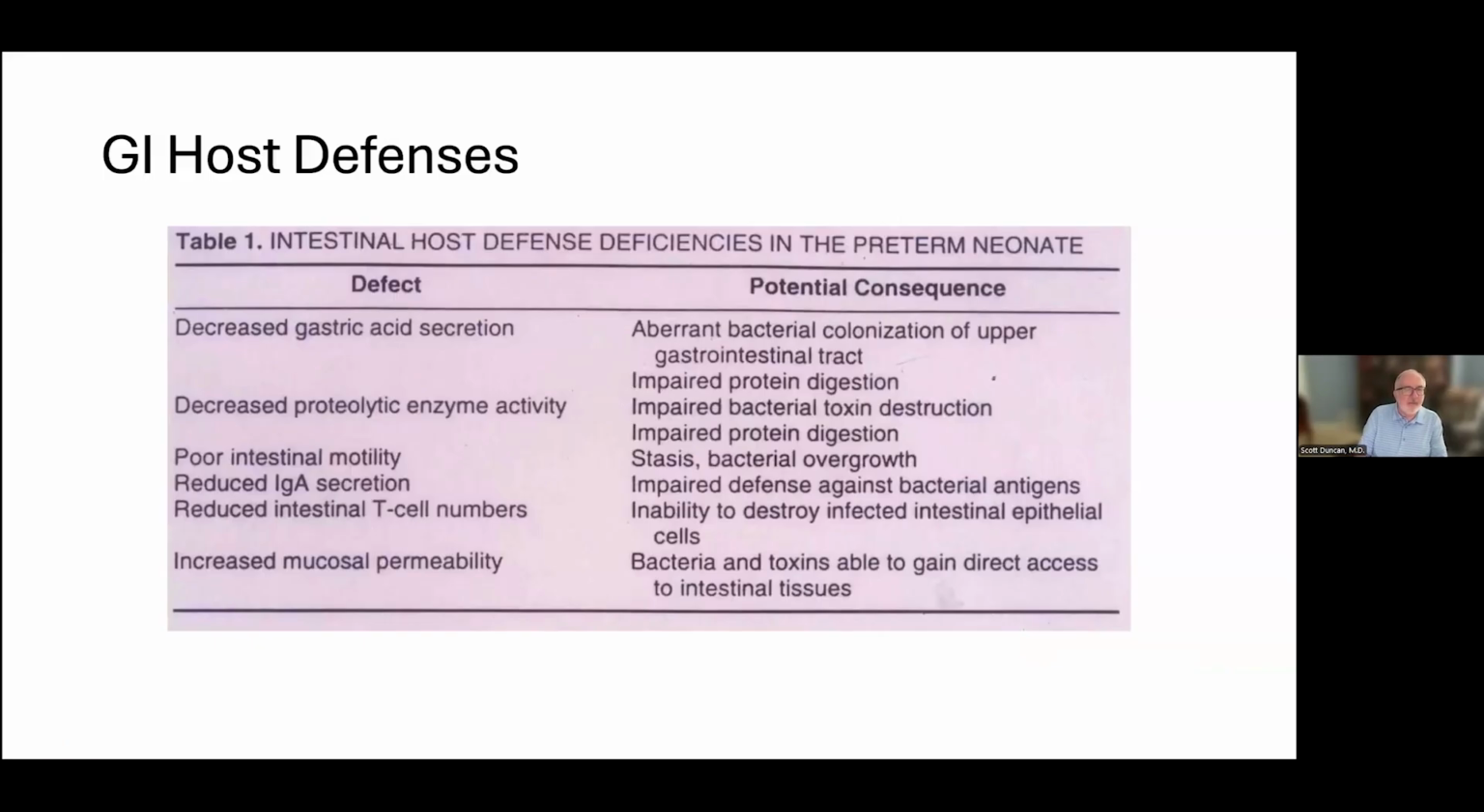Here's some examples of deficiencies in the intestines for the preterm baby. We know there's decreased acid secretion. This actually is a suggestion as to why we don't want to use proton pump inhibitors and other medications that alter that gastric secretion. They have decreased proteolytic enzyme activity. They have poor motility. They have reduced IgA secretions, reduced intestinal T cells, and increased permeability. And you can see a list of all the potential consequences that are associated with that. We can't really overcome these, but we can help alter these to some degree with the use of breast milk, which I'll show here in a moment.